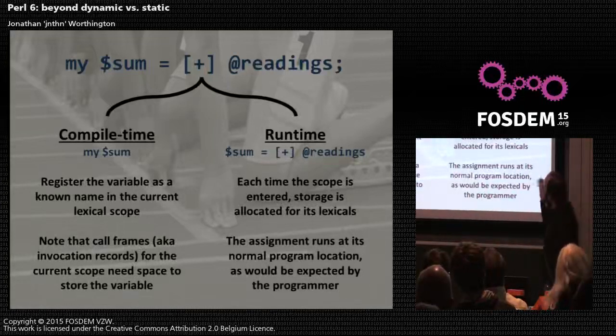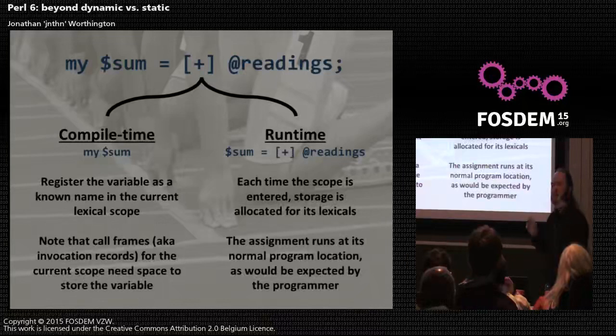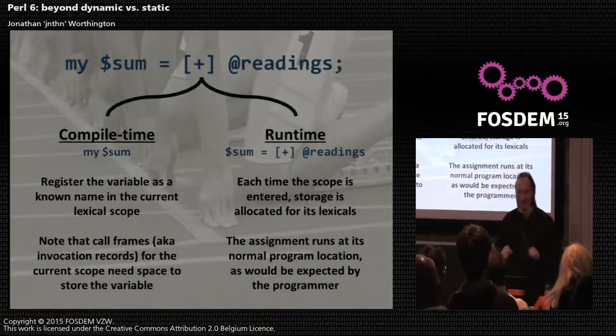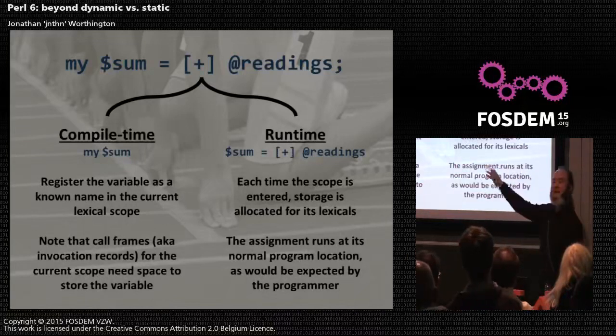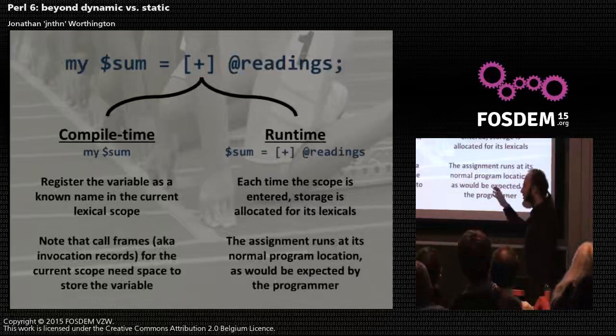And then at runtime, of course, every time you enter the scope, we make some space to store that variable, and we run the assignment at the place you wrote it. But all the time when we do these things, we're sort of picking the two apart and saying, well, what does the compiler need to know, and what's going to go on at runtime? Okay, so declarations in Perl 6 are very much a compile time thing.